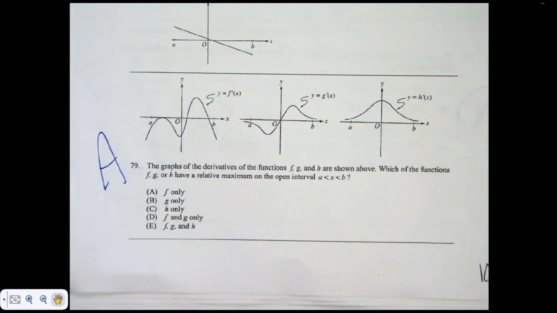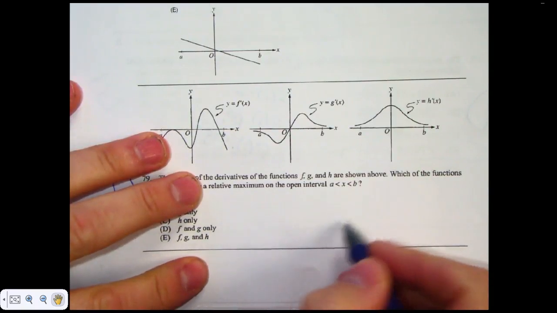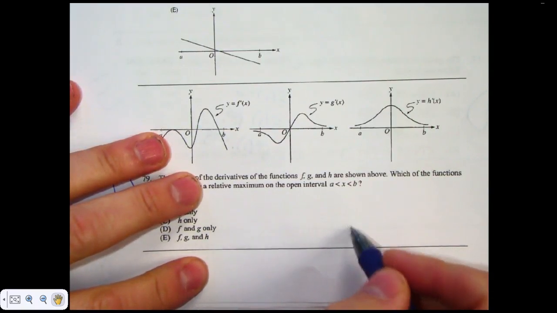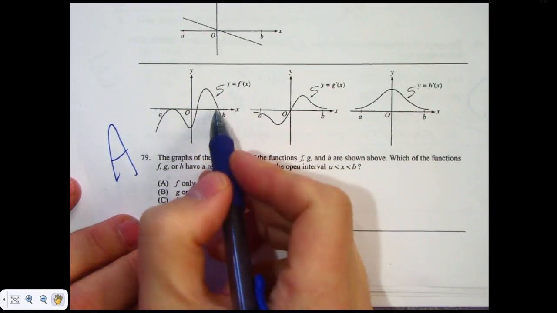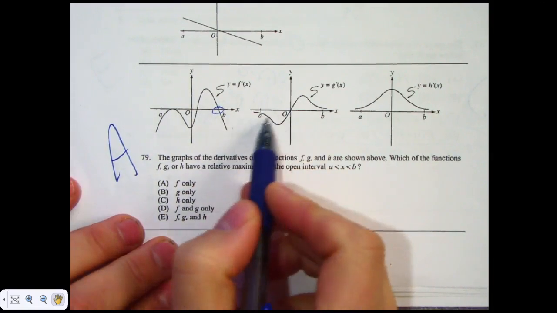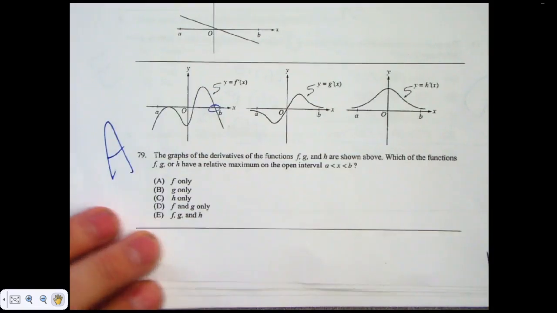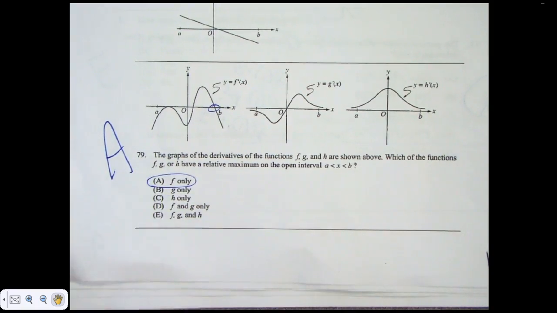79. So which ones have a relative max? Those are all derivative graphs, so your derivative graph is going to show a max. A max happens when we switch from increasing to decreasing, right? So our derivative needs to switch from positive to negative, which would be like above the axis to below the axis. That happens there. It never happens in this graph, and it never happens in this graph. So something there has to be A.